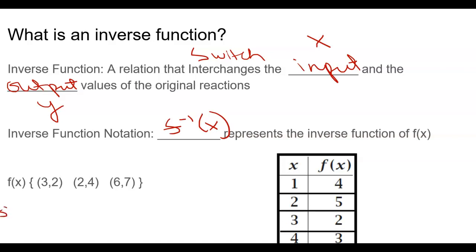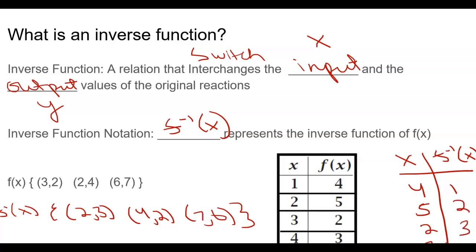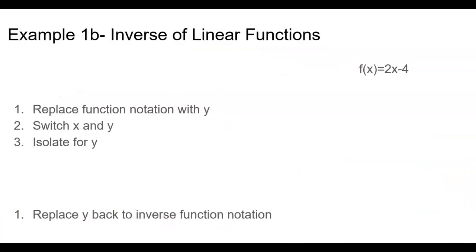So for example, if I were to write the inverse of this, (3, 2) would become (2, 3). (2, 4) would become (4, 2). So I switched x and y. If I were to find the inverse of the f function, my original outputs would become my inputs. So I basically switched my x and my y. So that is what an inverse is.